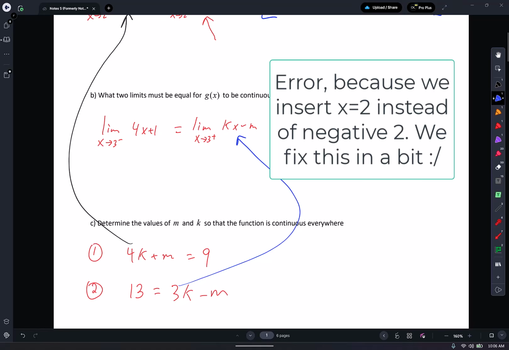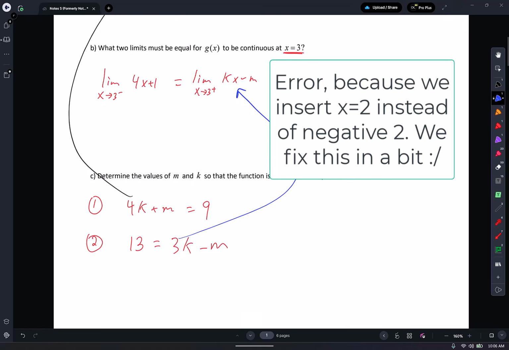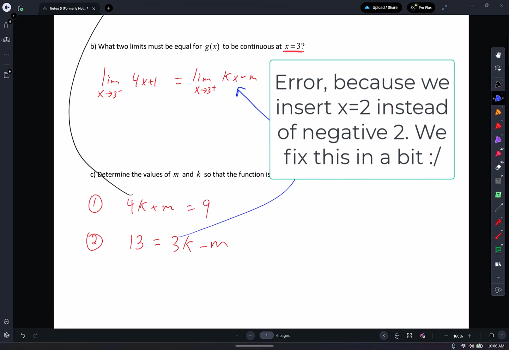Okay. Here we go, guys. You can do whatever method you want. I see a minus m, I see a plus m, and I see a 4k, and I see a 3k. So I'm going to rewrite it like this. I'm going to go 4k plus m equals 9, and I'm going to write 3k minus m equals 13. All I did, that's equation 1, that's equation 2. I just stacked them next to each other.